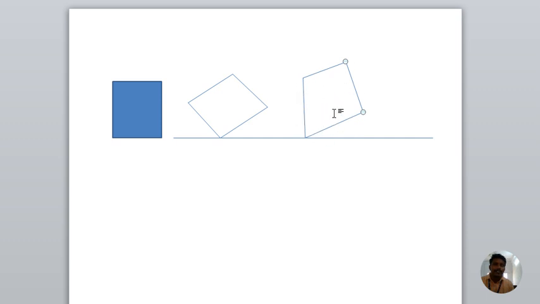This is the vertical view and this is the horizontal view of the square. This is the orthographic view, and this is the isometric projection of the horizontal view and vertical view.